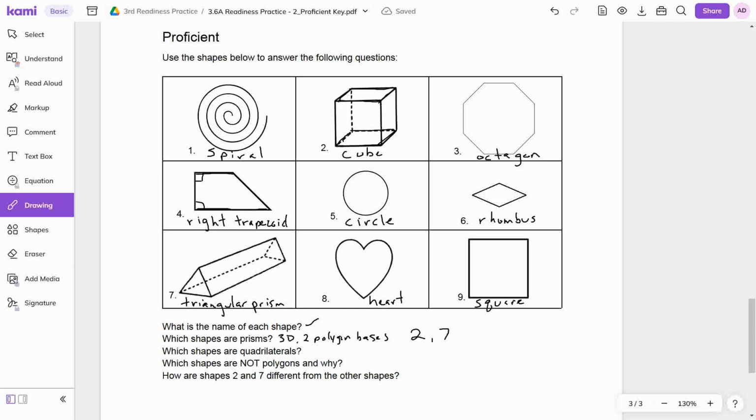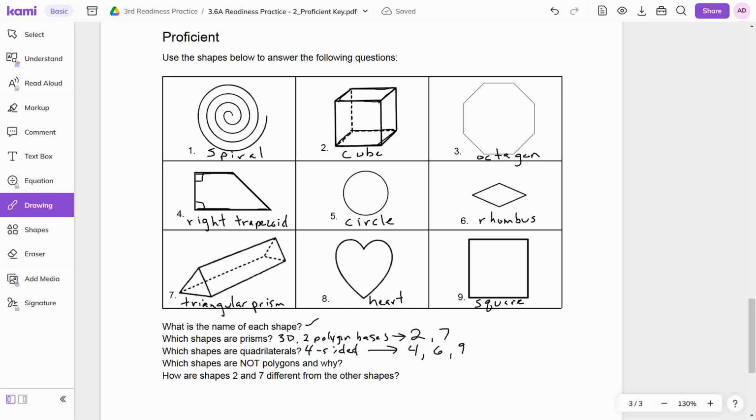So which shapes are quadrilaterals? That is a 4-sided shape. So not an octagon. I've got a right trapezoid. I've got a rhombus, 6, and then I've got my square, 9. So I'm going to put those right there.